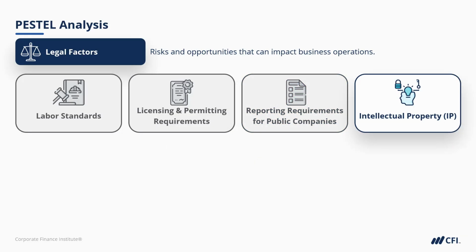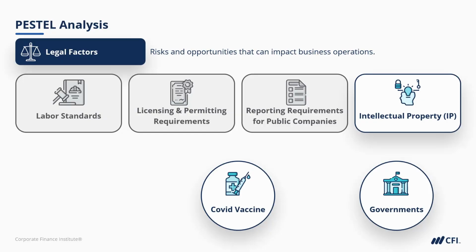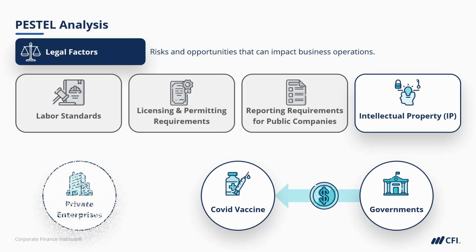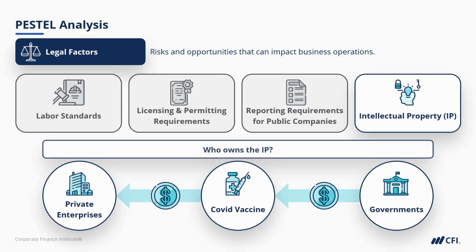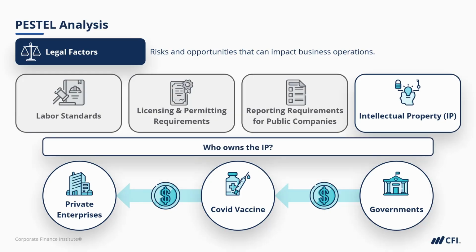Think about the rush to create a COVID vaccine after the pandemic hit in 2020. Government agencies globally put up billions of dollars in funding to streamline testing and approval processes, while private enterprise, biotechs, and the like ultimately captured profits from the commercialization of these drugs. Who owns that IP? There could be legal overhangs and pending lawsuits for many years as stakeholders sort through this question and others like it.